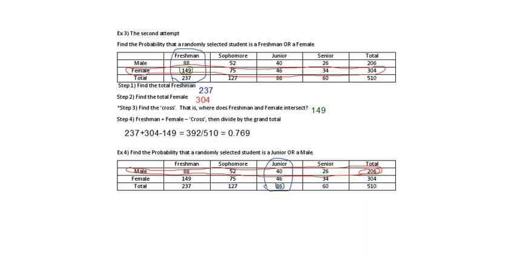But do you see where juniors and males intersect? It intersects at 40. So that means 40 people got counted twice. Once for being a junior and again for being a male. So let's put this together. So junior is 86 plus male 206 minus 40, the cross. That's going to equal 252. And then divide by 510, and we're left with 0.494.